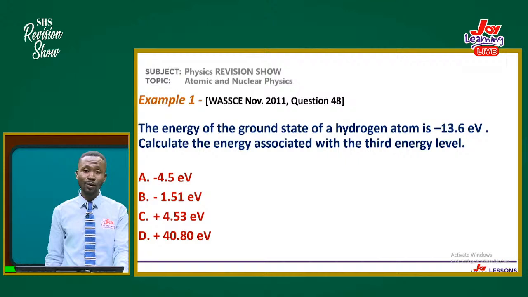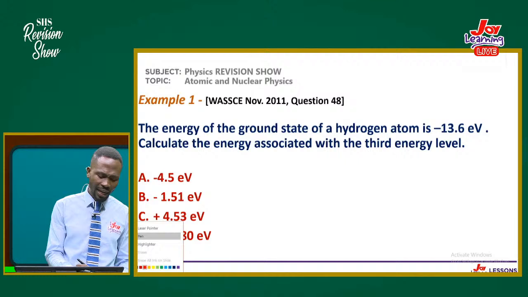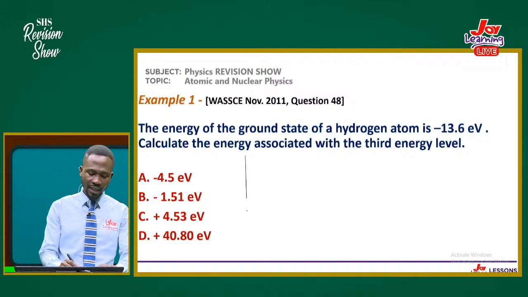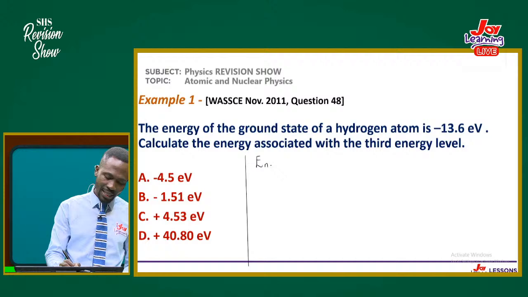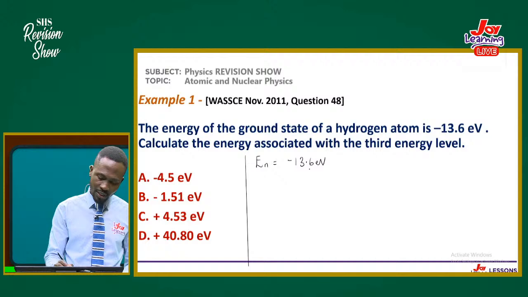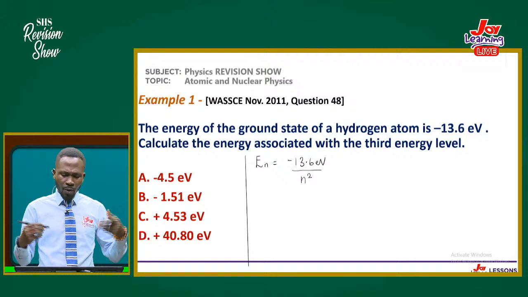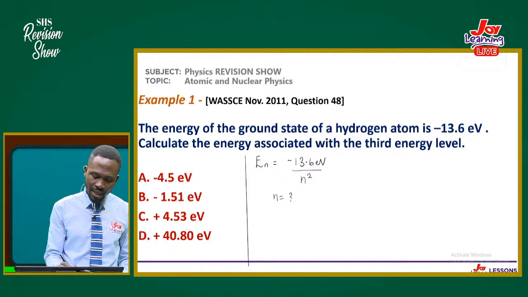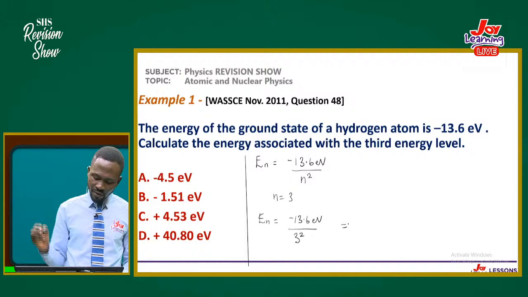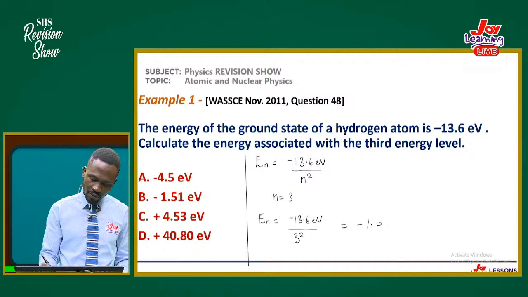We have to look at what is our formula for the energy of the hydrogen atom. What is it? It says En is equal to minus 13.6 electron volts all over n squared. So you see, you have to keep this with you. But this is just a question. We're not giving anything. So you have to keep this with you. Now, we are told the energy associated with the third energy level. So it means that n here becomes 3. So En becomes minus 13.6 eV over 3 squared. And if we evaluate that, that should give us minus 1.51 electron volts. In that case, our answer will be B.